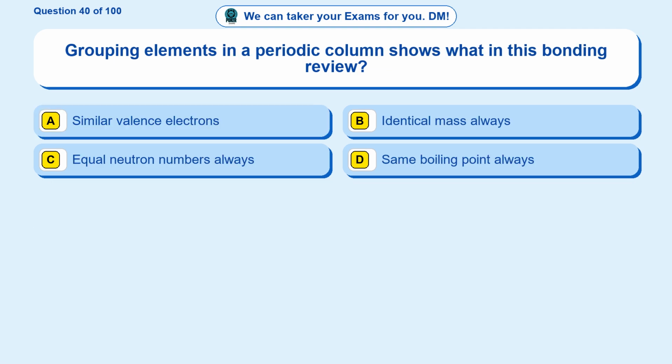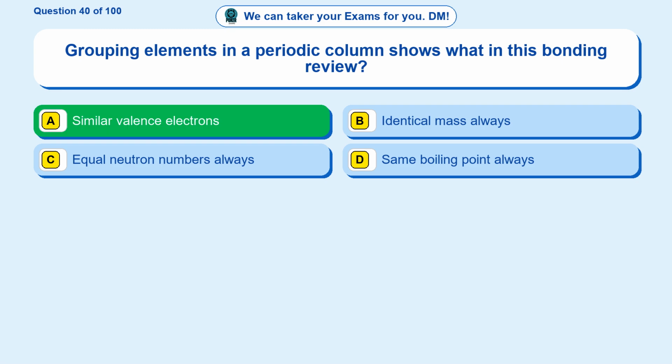Question 40. Grouping elements in a periodic column shows what in this bonding review? Option A, similar valence electrons. Option B, identical mass always. Option C, equal neutron numbers always. Option D, same boiling point always.